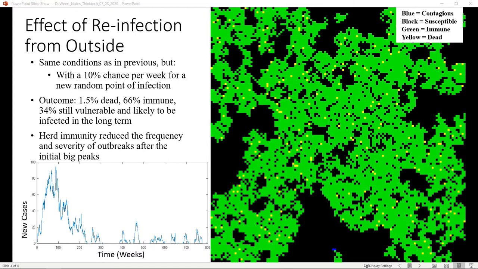And that's what the herd immunity has provided you with, a way to control your spikes of infection after your initial big spike. But then you still have these sporadic reinfections from outside, but you can actually predict what their size is going to be. You don't know exactly where they're going to happen, but you know about how big those clusters are going to be, and you can plan for them.